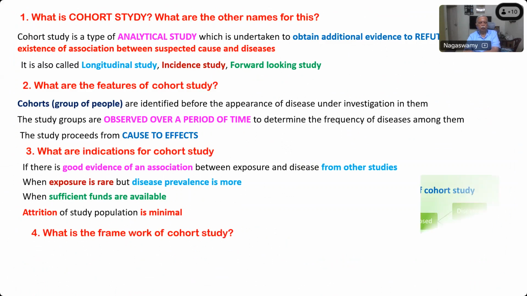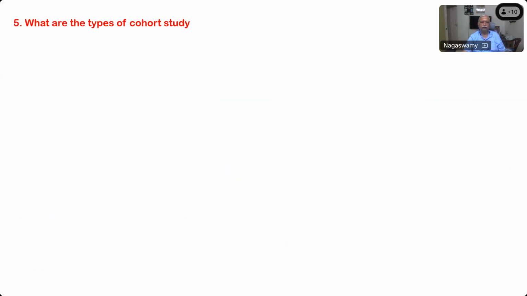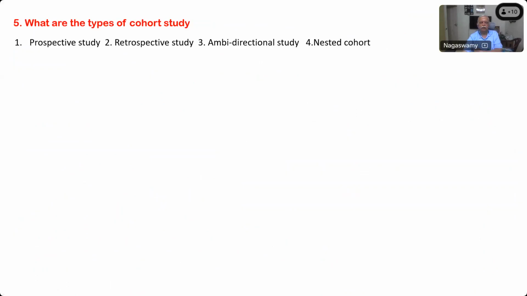The framework of a cohort study is this. You first choose a population and divide them into those who are exposed to some infection and those who are unexposed. Find out among the exposed how many got the disease and how many are disease free. Similarly, in the unexposed population, find out who got the disease and who are disease free. This is the framework you mainly have to use for a cohort study. Types are prospective study, retrospective study, ambidirectional study, and nested cohort.